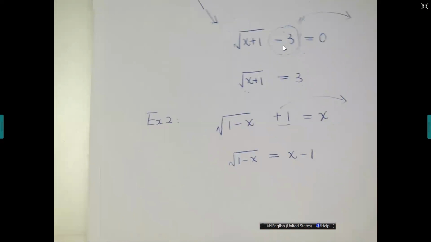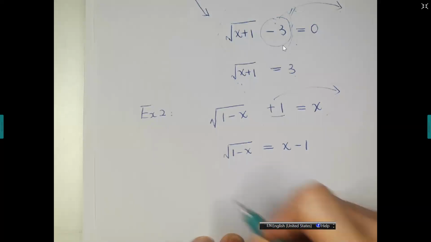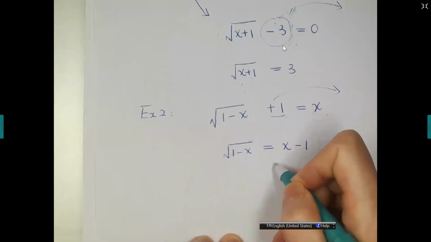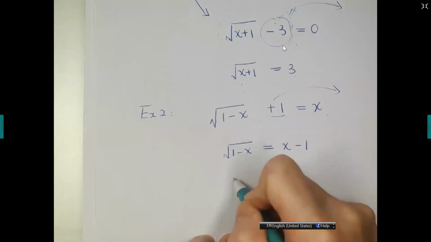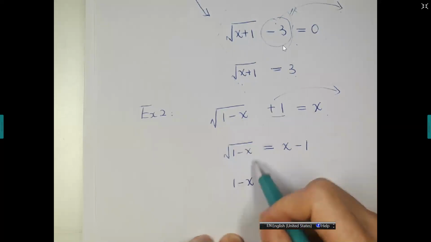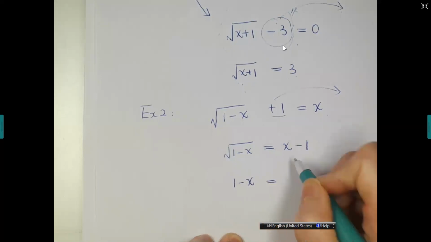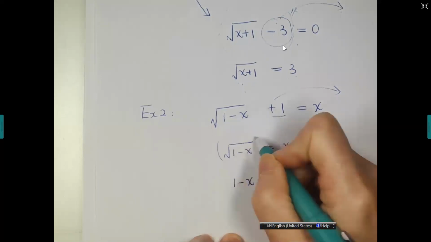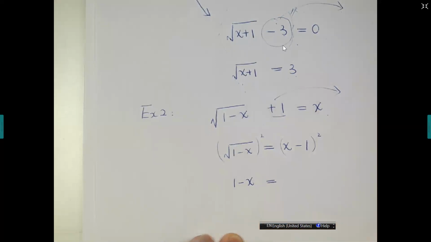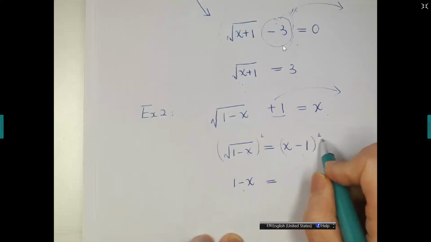And after I have this radical symbol staying on the left side by itself, what I can do now is go ahead and square both sides. When I square the left side, I will have the radicand only. So quickly do this in your mind. Square, square. So 1 minus x equals what? Don't forget, we have to square the right side as well. Square the left side, we get the radicand. Square the right side, I get x minus 1 squared.